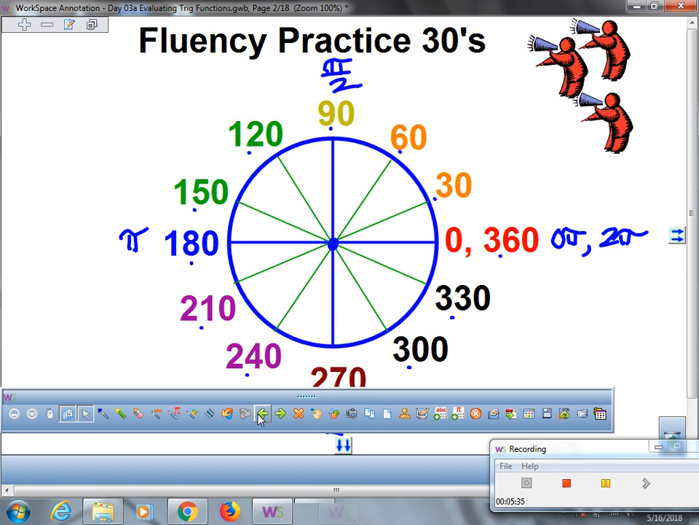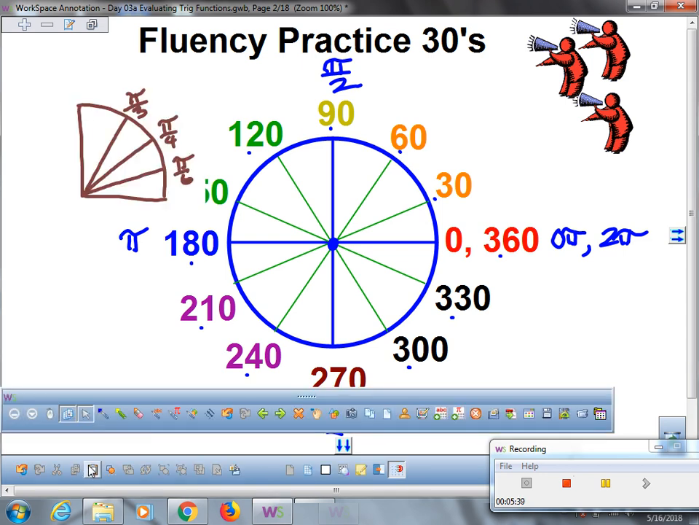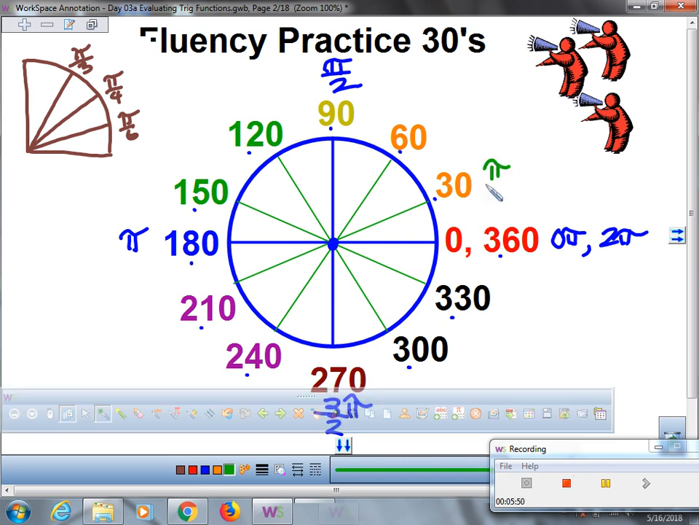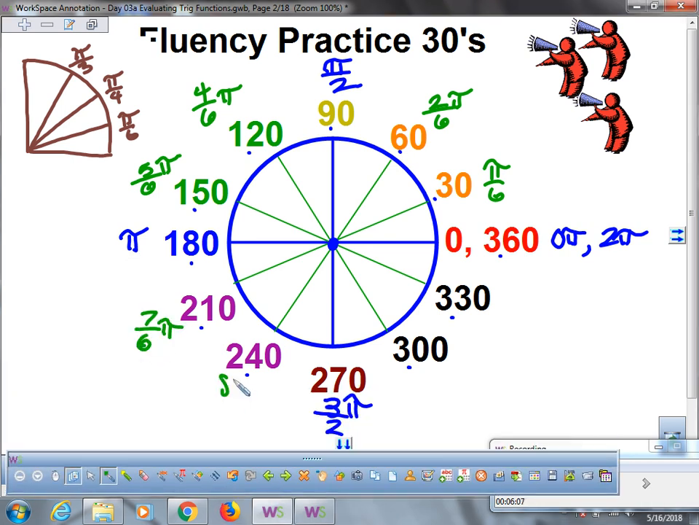So let's cut and copy this onto my last page. Put that in the corner right there. So let's start with our 6s. I'm going to do them in green. My 6s are 1/6, 2/6, 3/6, 4/6, 5/6, 6/6, 7/6, 8/6, 9/6, 10/6, 11/6, 12/6, we're done.